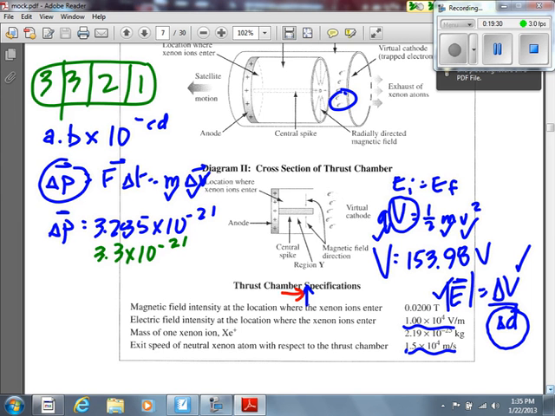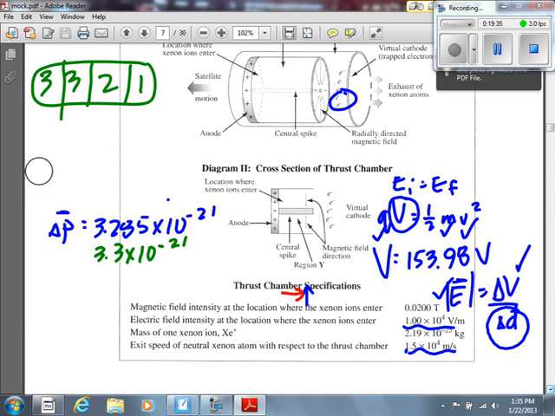Okay, now, if they changed it, they didn't want it expressed as A decimal B times 10 to the negative CD, but rather they asked you to express it as, let's say, B times 10 to the negative W, and they asked you to express it as a 3-digit answer, then we wouldn't put the W. They're only looking for the value of B. As a 3-digit answer, that would have been 3.29.